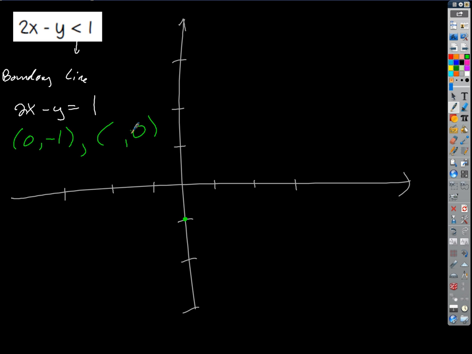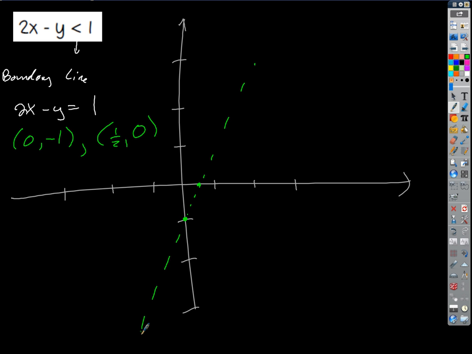2x equals 1. If I solve for x, what's that give me? 1/2. Okay? So that's the point right there, right? Make sense? Okay, so do I connect those with a solid or dashed line in this case? It can be dashed, right? Good, because I'm not including the equal sign in my inequality, right? So we have a boundary line that's not a part of the solution, it's just the boundary between the shaded part and the unshaded part, right?